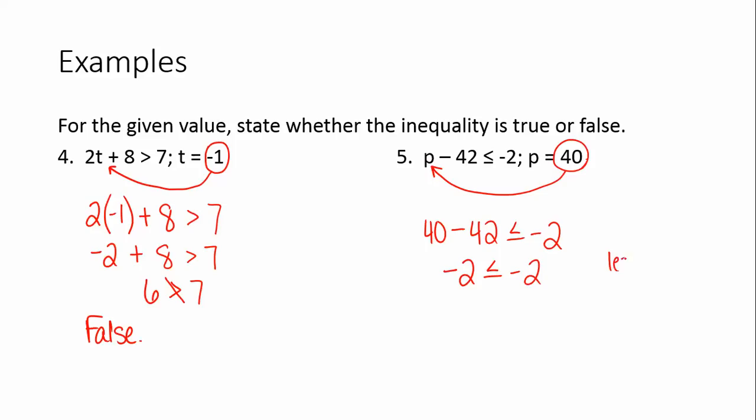Remember, this is less than or equal to. So it can be one or the other. It can be less than, or it can be equal to, and in this case it is equal to. So this is true. -2 is equal to -2. So the symbol less than or equal to will work.